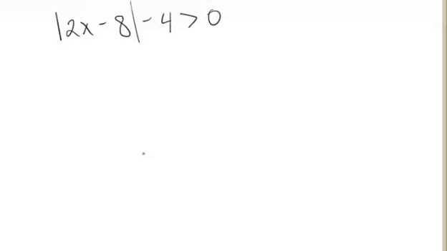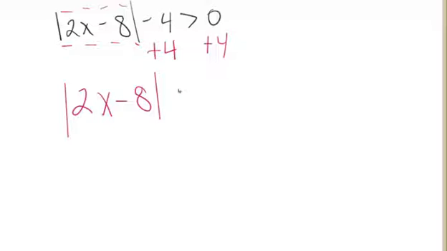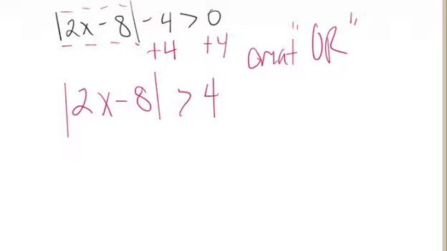Okay, here's our next one. Again, this one we got to get the absolute value part by itself. To do that, we need to add the 4 over. Again, trying the problem first and then watching the video is going to be a much better way to study this. Okay? Now that we get to this point, it's a greater than sign, so I should say great or. Okay, so I want an or problem. So we're going to do case 1 and case 2 like normal, but we're going to write or in between.